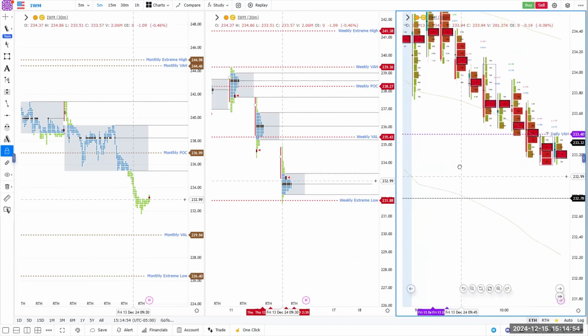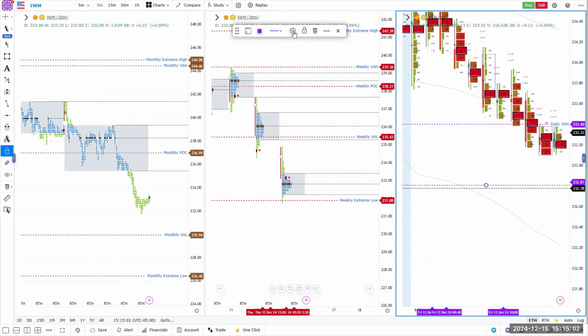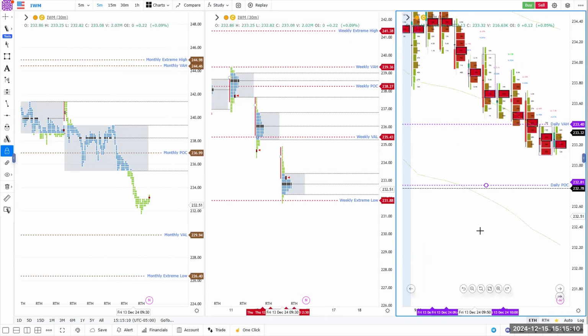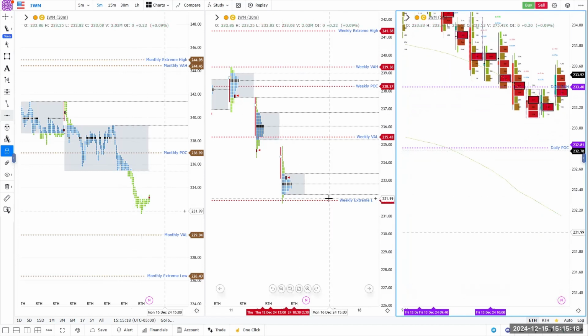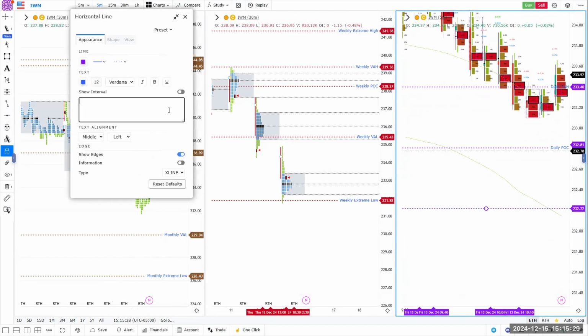POC is next, and that's looking to be 232.81. POC, point of control. Next is the daily value low. You can see that's here, and it looks like 232.22. There. Daily value low.